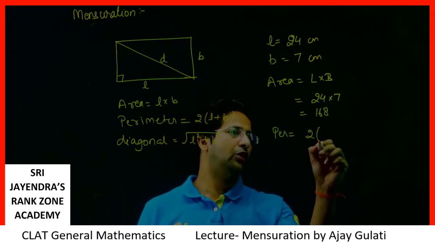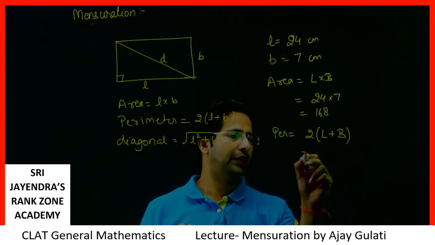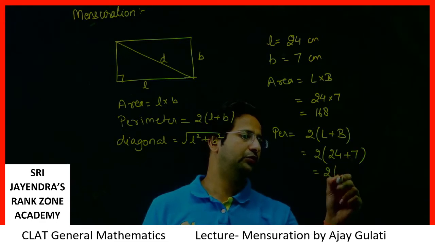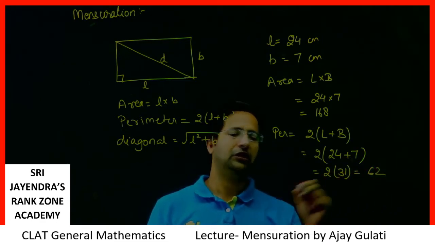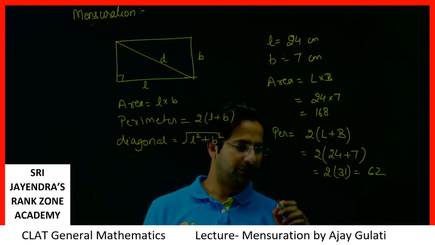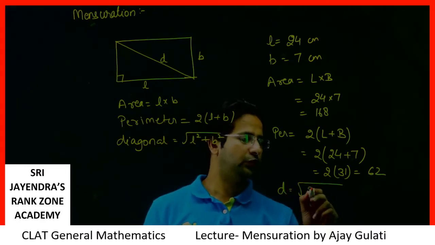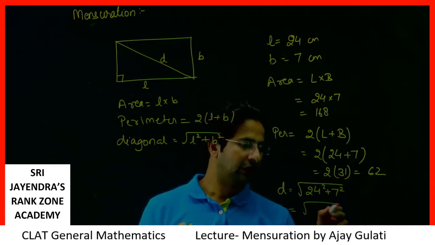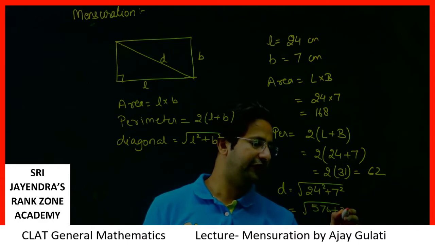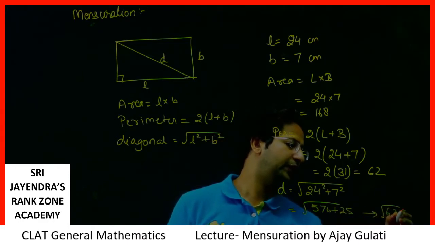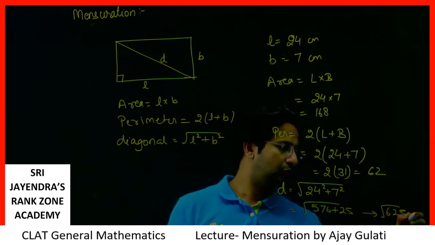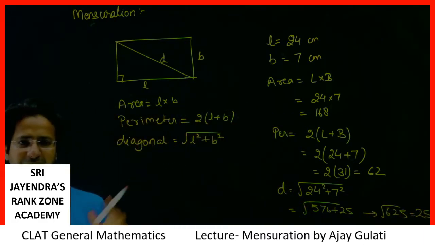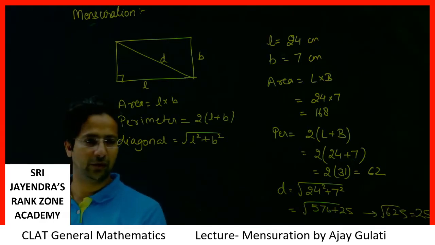What is the perimeter? I told you double of length plus breadth, that is 2 into (24 plus 7), that is 2 into 31, or 62. And what is the diagonal? Diagonal is under root 24 square plus 7 square. This is 576 plus 49, which is 625, under root 625, which is equal to 25. I hope this much basic is clear to all of you. Let's move ahead now.